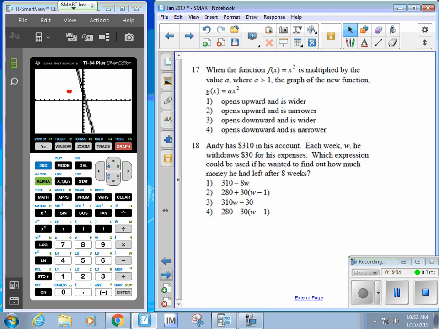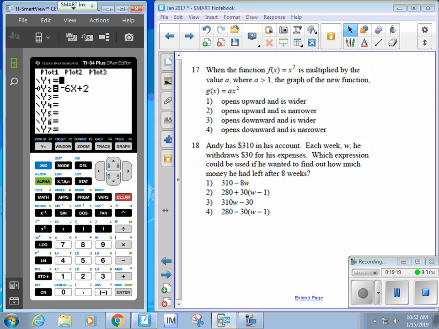Next one, 17, says if f of x equals x squared is multiplied by the value a, where a is greater than 1, the graph of the new function g of x does what? So we'll go to the calculator and try some numbers. So I have x squared, and then would you like to give me a number? Bigger than 1. Okay, so if I say 5x squared, the first one will graph as the original, the second one is the 5. And you can see that it still opens upward, but it's narrower, right? It's skinnier.